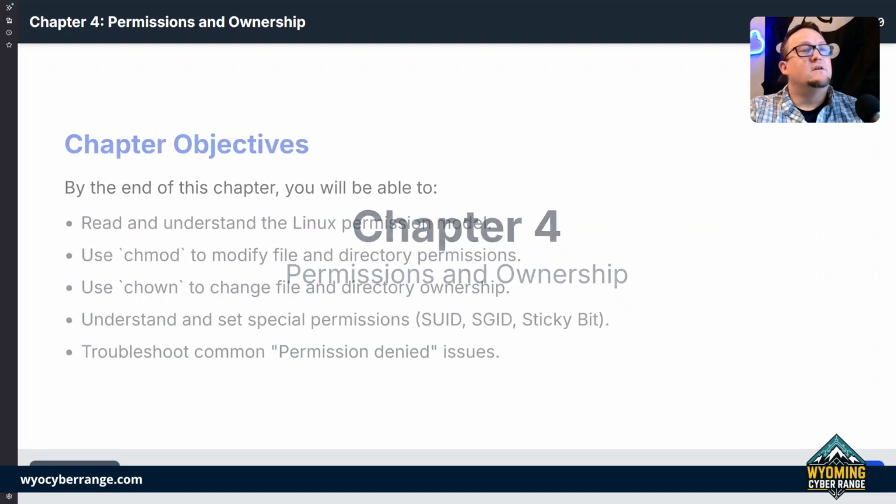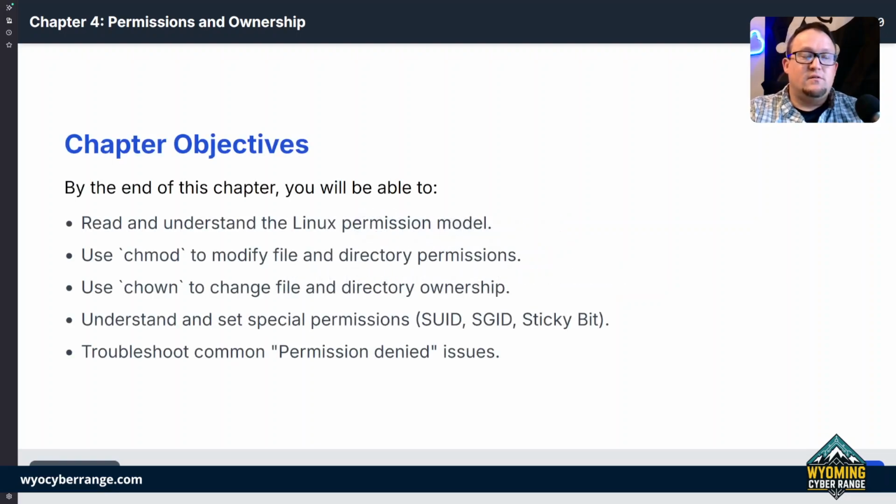All right. So, by the end of this chapter, you're going to read and understand the Linux permission model. It is unique, it is different, and it is numerical. And so for those who don't like numbers, I am sorry, you're not getting away from it. We're going to learn how to modify file and directory permissions. We're going to figure out how to create ownership on directories and files. We're going to talk about some special permissions that you need to understand on Linux. And then how to troubleshoot some common permission denied issues.